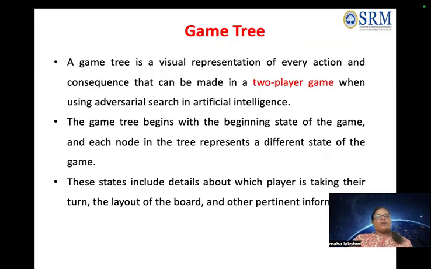Game tree. What do you mean by game tree? A game tree is a visual representation of every action and the consequences that can be made in a two-player game when using adversarial search in artificial intelligence. The game tree begins with the beginning state of the game, and each node in the tree represents a different state of the game. These states include details about which player is taking their turn, the layout of the board, and other pertinent information regarding the game.